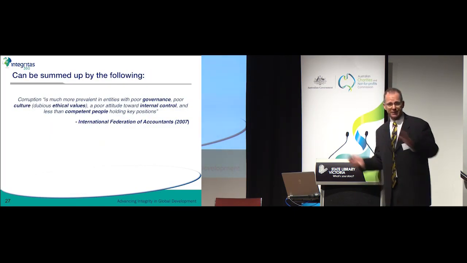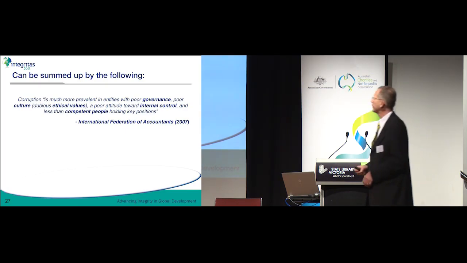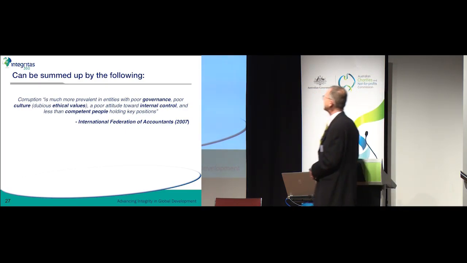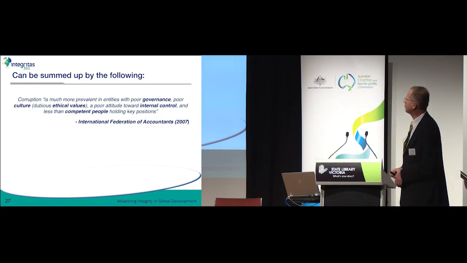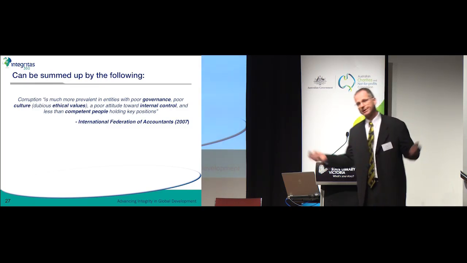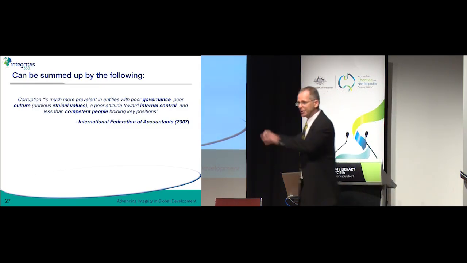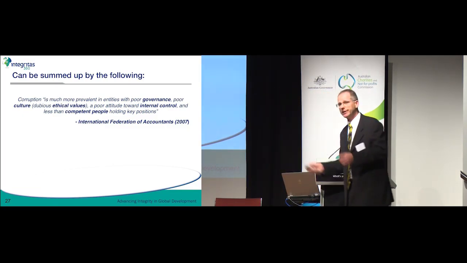So to me, this sums it up, and this probably gives you a little bit of an overview of the different areas that you need to work with. Corruption is much more prevalent in entities with poor governance, poor culture, dubious ethical values, a poor attitude towards internal control, and less than competent people holding key positions. So maybe you can take this away, look at your own charities, look at your partners you're dealing with, and how many of them fit into this.